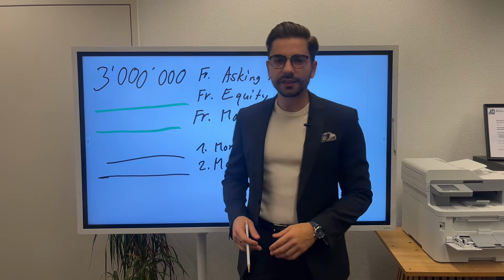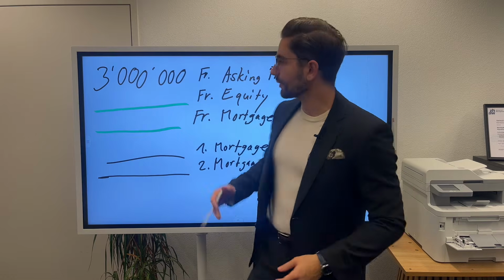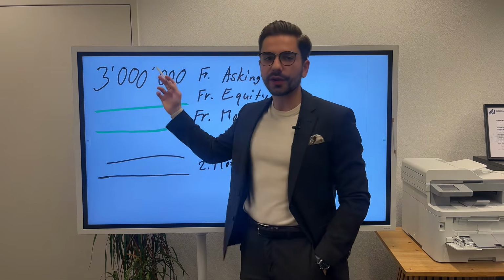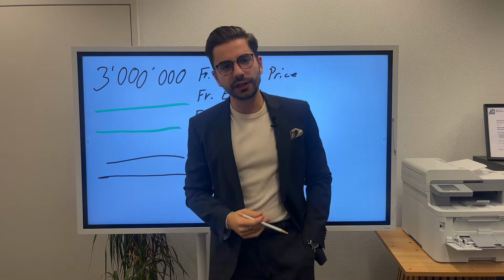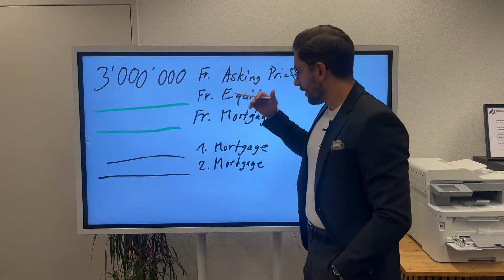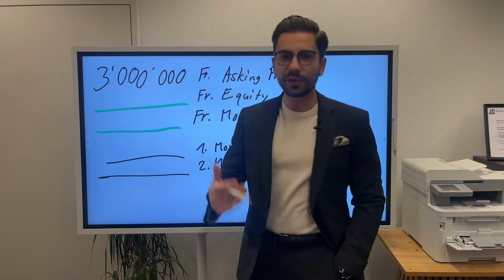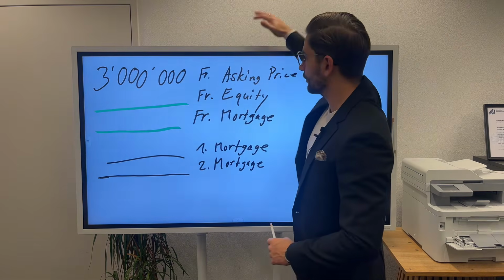All my expat clients ask me how the affordability calculation in Switzerland works. That's what I'm going to break down for you. If you want to buy a property for 3 million francs in Switzerland, maybe in Zug or in Zurich, you will need to make a down payment, and you will need to have a certain income. That's what we're going to take a look at today.